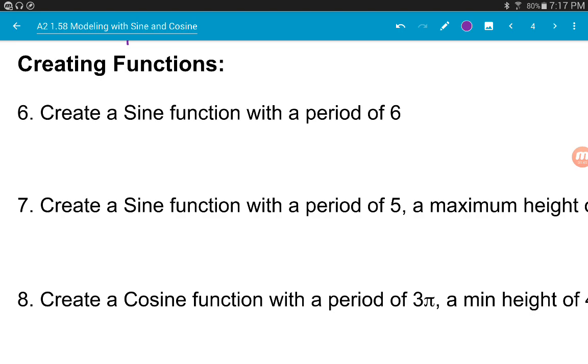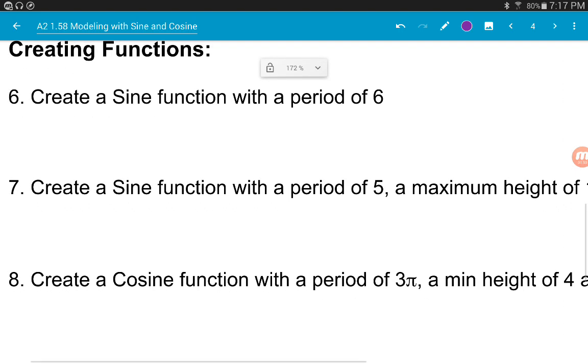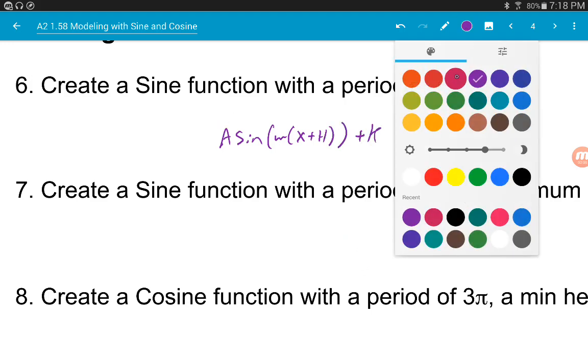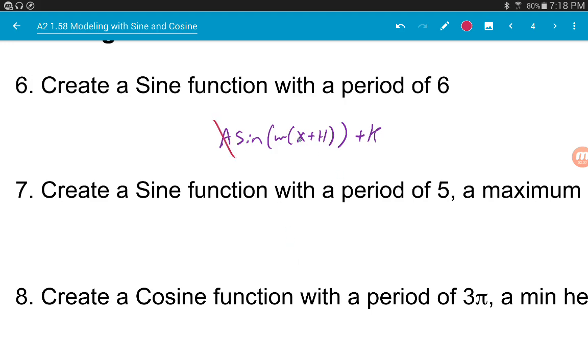There are a lot of different attributes of these functions that you can be given, so I want to cover a few different scenarios. Create a sine function with a period of 6. Well, remember that we have a sine of w times x plus h, plus k. Now, which one of these is period? Not this one, not this one, not that one, and not that one. Period is going to go into w, but w is frequency.